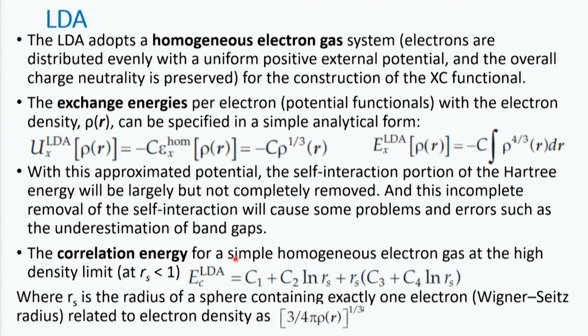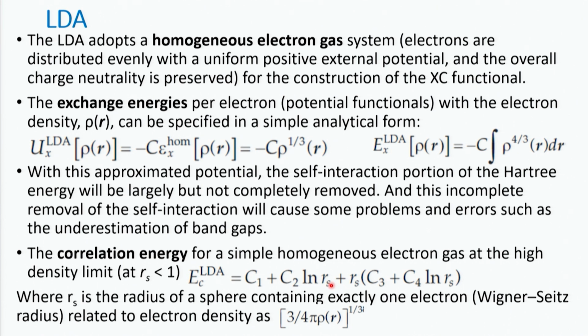Okay. The correlation energy for a simple homogeneous electron gas at the high density limit, at Rs less than 1, is given by again some parametric function. Okay. Where Rs is the radius of the sphere containing exactly 1 electron, or we call it the Wigner-Seitz radius, related to the electron density as (3/4 pi rho) to the power of 1/3. Okay. So, this is some of the functional form we are using for finding out the correlation energy, the exchange correlation energy.